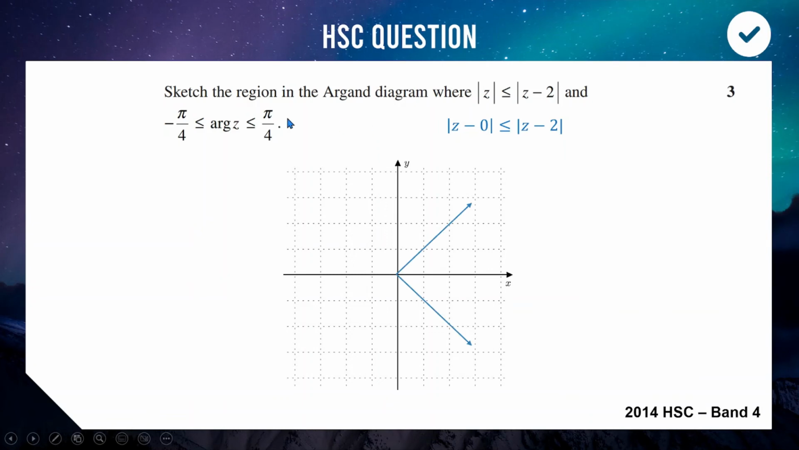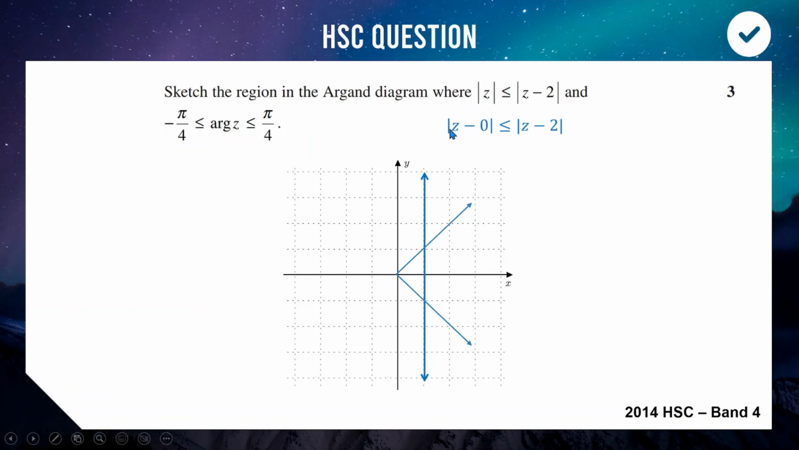So we're going to draw the arguments first. We've got minus pi on 4 down here, and we've got pi on 4 up here. We need to be within these two arguments, or within this triangle inside these two vectors. However, there is the line x equals 1. Why do we care about that? Because it is exactly halfway between 0 and 2.